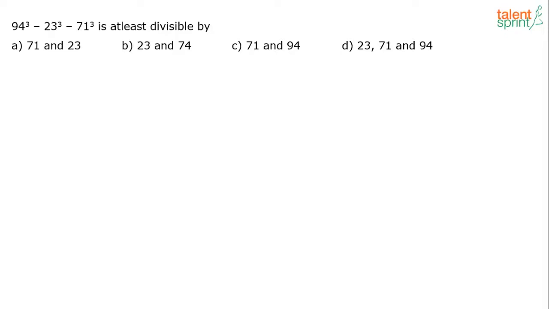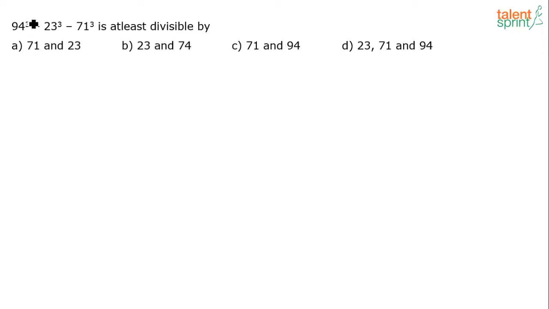Okay, let's discuss now. I think enough time has been given. Here we go. So here's the question. 94 cube minus 23 cube minus 71 cube is at least divisible by. Options are 71 and 23, 23 and 74, 71 and 94, 23, 71 and 94. Now one way to solve the question is to find out 94 cube, 23 cube, 71 cube, simplify and get the number, and then check if that number is divisible by these values or not, and you will be able to figure out what the answer is. But that's not the ideal solution, right?